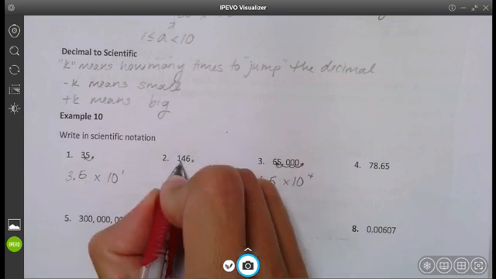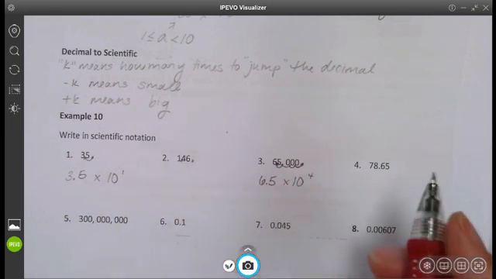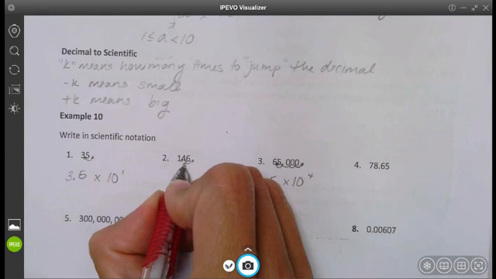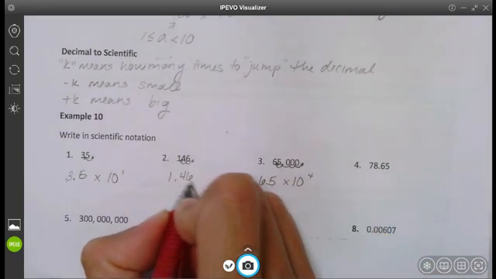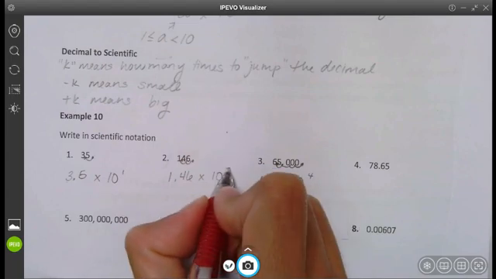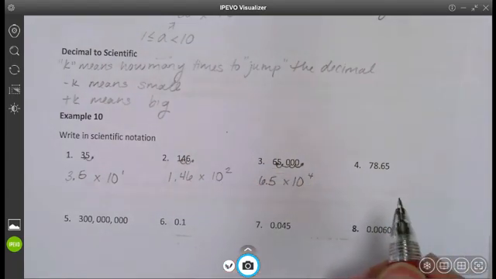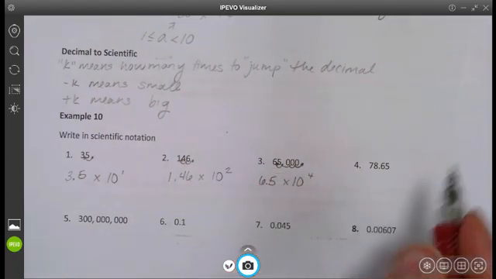146, big number. We want to move that decimal here between the 1 and the 4. We have to jump it twice in order to get there. So that's 1.46 times 10 to the positive 2. 2 because we jumped twice, positive because it's big.